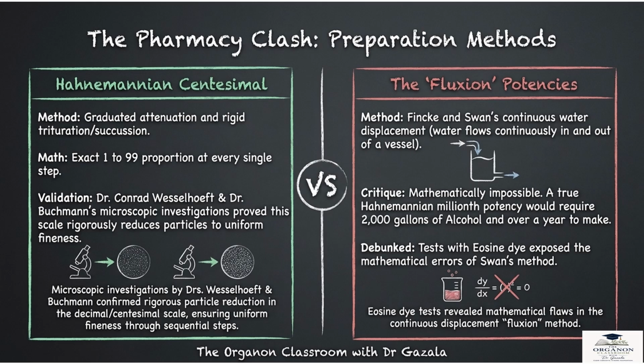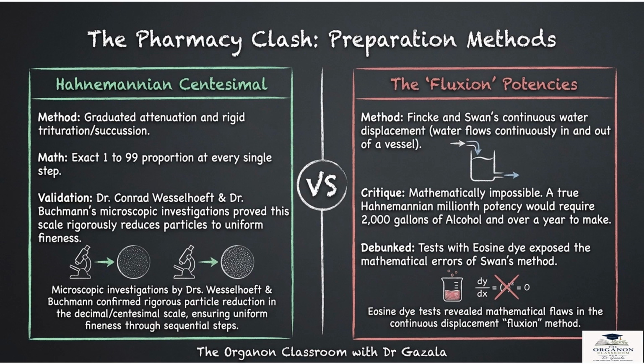Now, the discussion of the minimum dose brings us to another fascinating issue, which is the pharmacy clash. The preparation methods, the difference in those. It was actually the Hahnemannian centesimal scale versus the fluxion potencies. So we'll take them one by one. On the left side, as we can see, the Hahnemannian centesimal scale. This method is a carefully graduated process of dilution combined with systematic trituration and succussion. The principle is precise. Each step follows a defined 1 to 99 proportion at every single step.